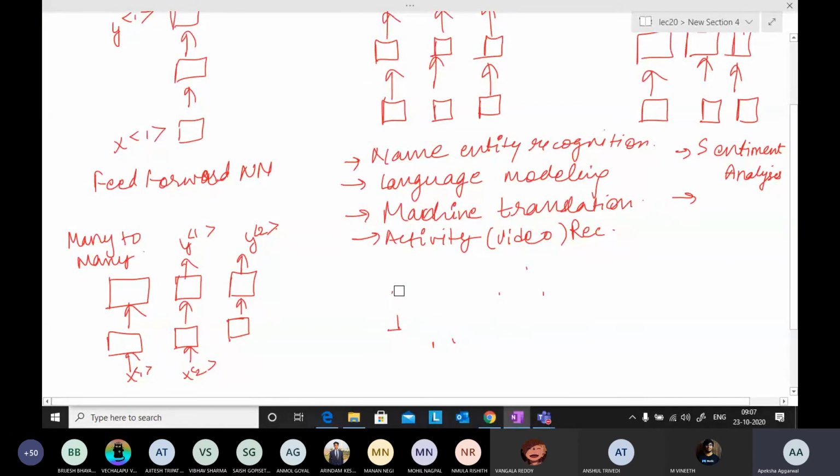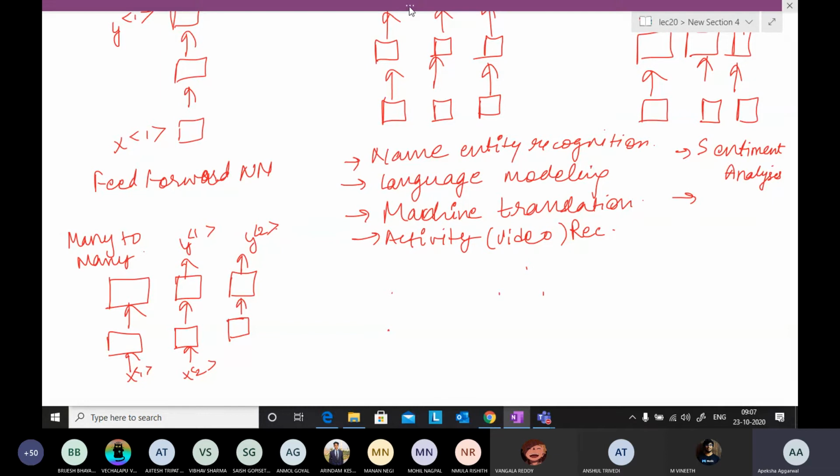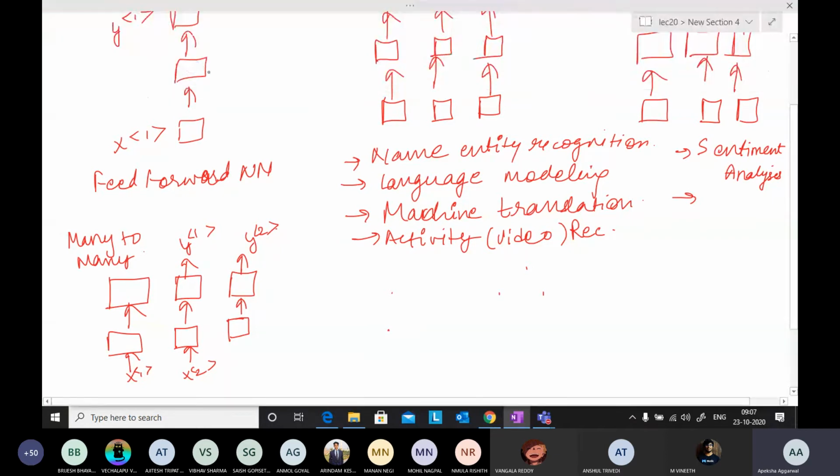Recurrent neural networks. Okay. Another example is simply many to one, in which we use the previous output for generating the next output.